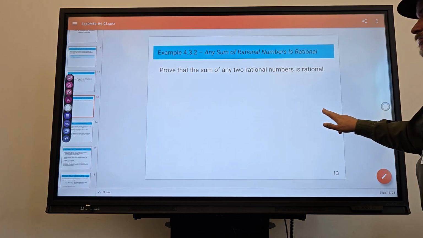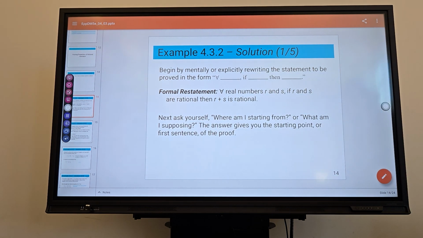Well, begin by mentally or explicitly writing the statement to be proved in the form of, for all blank, if blank, then blank. For all real numbers r and s, if r and s are rational, then r plus s is rational. Next, ask yourself, what am I starting from? What am I supposing? That gives you your starting point, the first sentence of the proof.